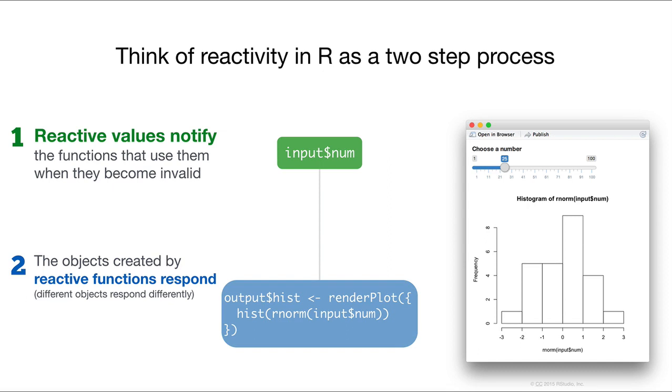So those are the two steps of reactivity. Reactive values notify the things that depend on them that they've changed, and then the things that depend on them respond in some way. The way to customize their response is to use the correct reactive function to do what you want to happen. Which means our job today will be to learn what are the different reactive functions we can use and what are the things that they do.